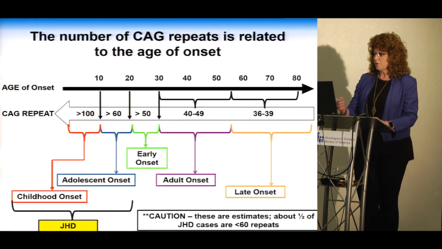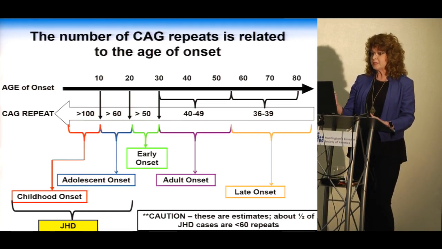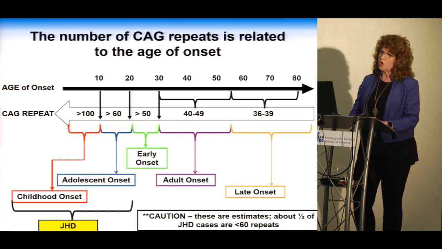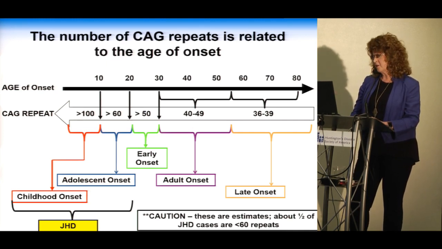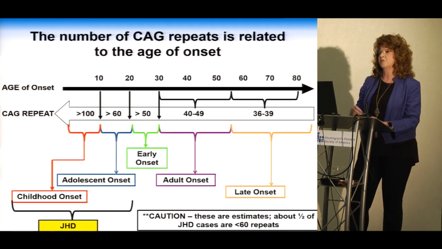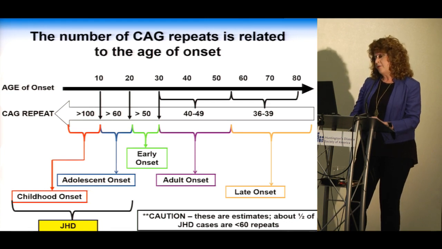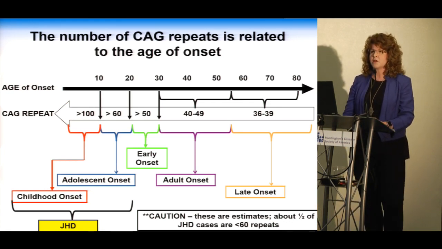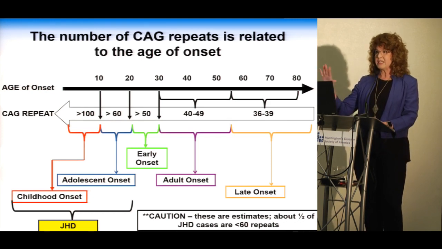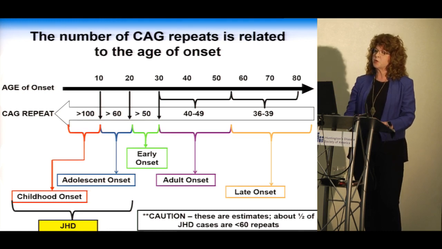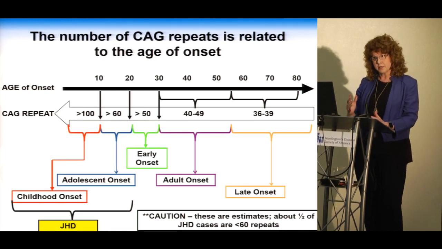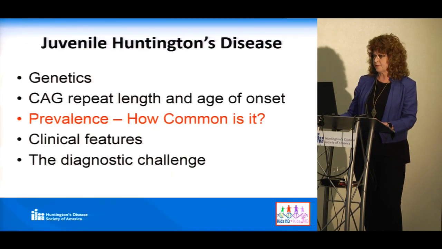So those are in relation to the CAG repeats, and you can see how the CAG repeats get longer and longer the earlier and earlier the disease manifests. There's a little caveat at the bottom of the slide there. These are all estimates. Nobody can determine anything by just one number for any individual. And about half of JHD cases have CAG repeats that are less than 60. In general, we think about 60 and above as potentially someone who could get JHD, but that's not always the case. It's always individual, case by case.